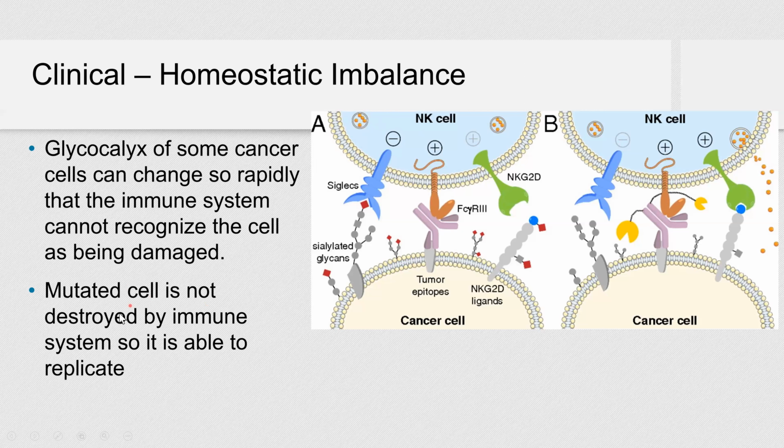So the mutated cell is not destroyed by the immune system, so it is able to replicate. And this is where we can have malignancy, right? The tumor will grow, and the tumor can become malignant. So that's the importance of the glycocalyx.